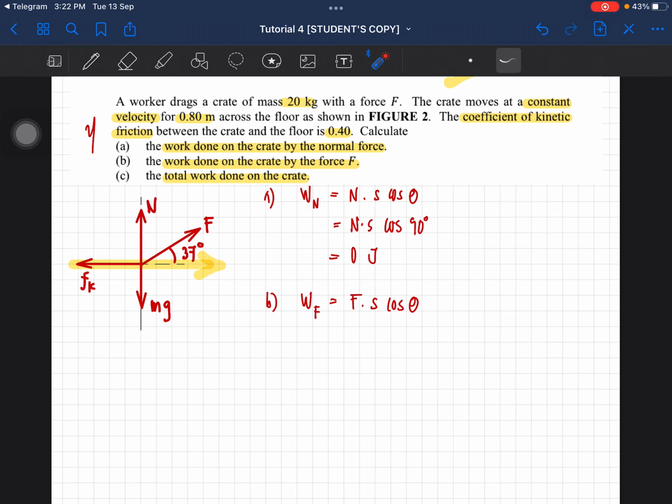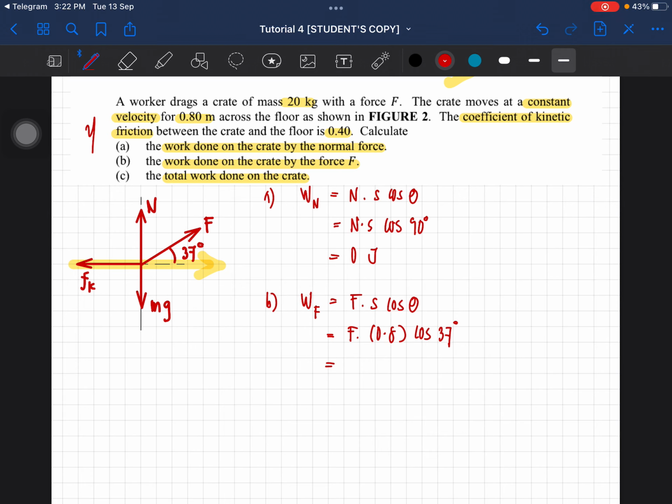What you need to do is find theta based on the angle between the force and the displacement. From S to F, the value of theta is 37 degrees. So we can write W = F S cos 37 degrees, where S is 0.8 meters. But now the problem is we do not have the value of F.